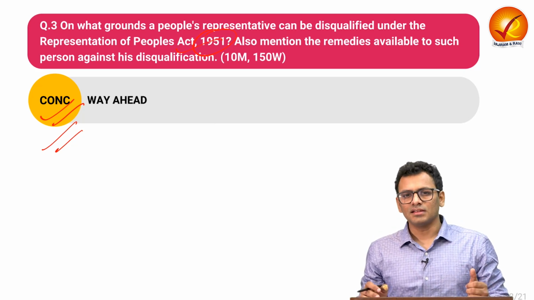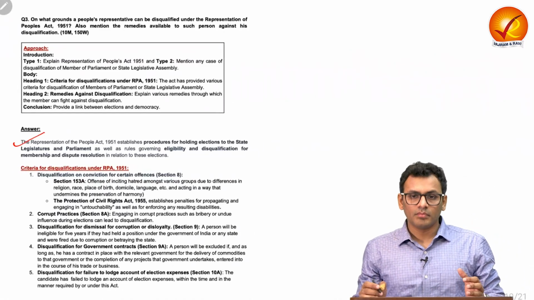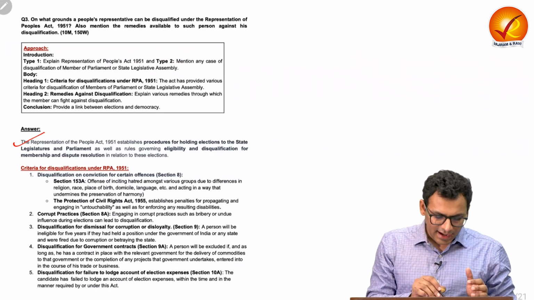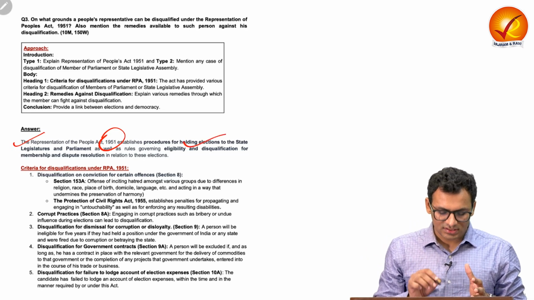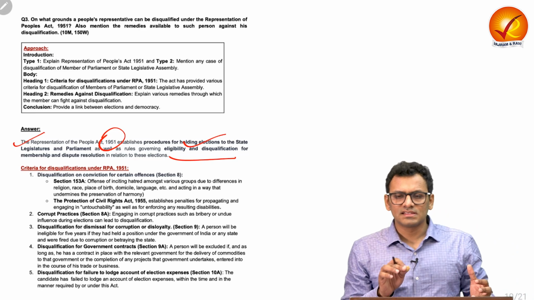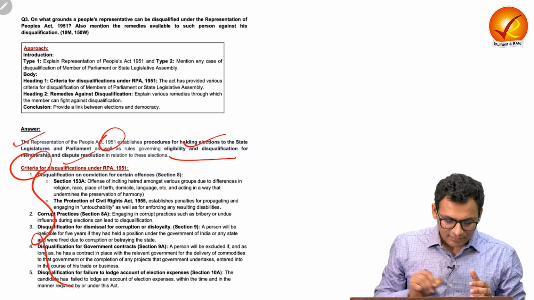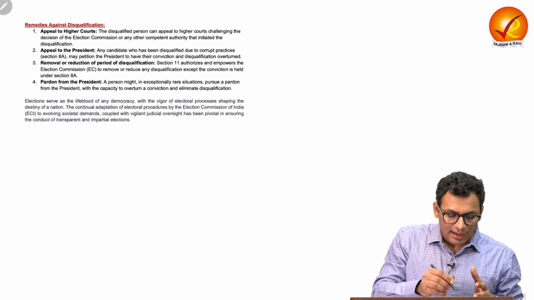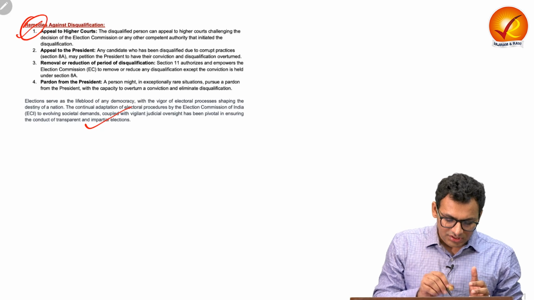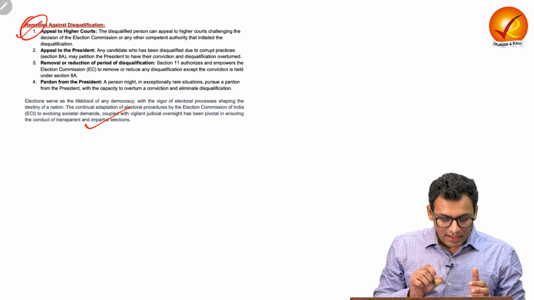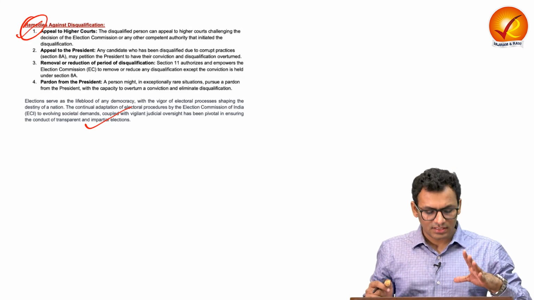Let us see the model answer and understand how we can inculcate the same in our answer writing practice. Firstly, in the introduction, you can talk about a brief of the Act, as in the essence of the Act, which is about the election of state legislatures and Parliament, and talks about eligibility, disqualification and dispute resolution. Then you can talk about the criteria for disqualification under the Act, and the remedies in heading 2. And lastly, you can conclude that elections serve as the lifeblood of any democracy, and thus there need to be continuous reforms with respect to elections. So that is something for question number 3.